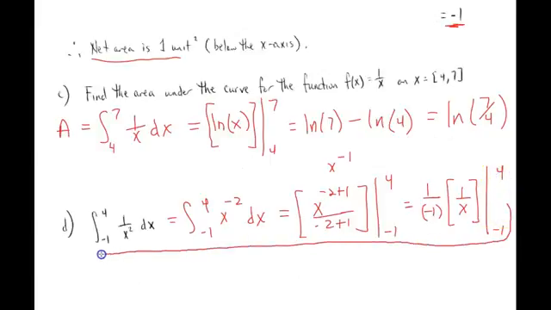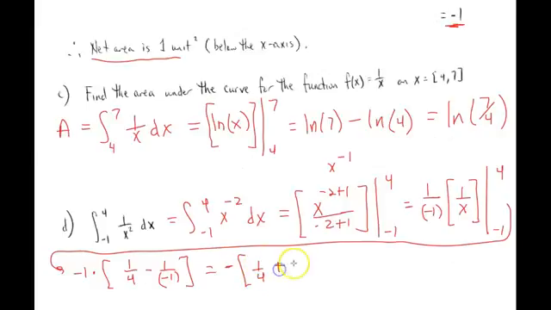Okay? And so now to finish this up, we know that 1 over negative 1 is just a negative 1 times, and now we have 1 divided by 4 minus 1 divided by a negative 1, which gives us negative 1/4 plus 1, and this would essentially give us negative, and 1 could be the same as 4 over 4. So I'll go ahead and erase that and put that in.